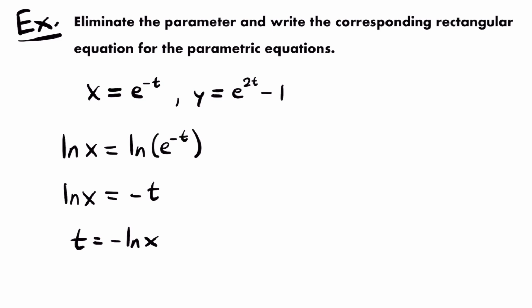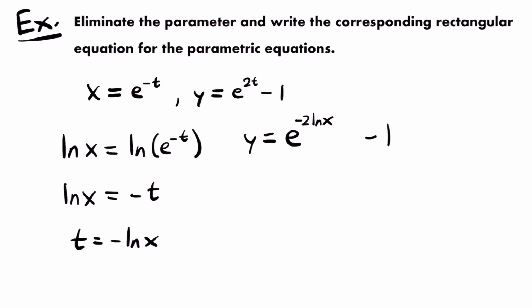All right, and so now that we have solved for t, we can substitute what it's equal to in for t in our other parametric equation that we didn't work with. So we will have y is equal to e to the power of 2 times t, which is the negative natural log of x, and then we're going to subtract 1. Now 2 times the negative natural log of x will be negative 2 times the natural log of x. So I'm just going to rewrite this. We will have negative 2 times the natural log of x as that exponent.